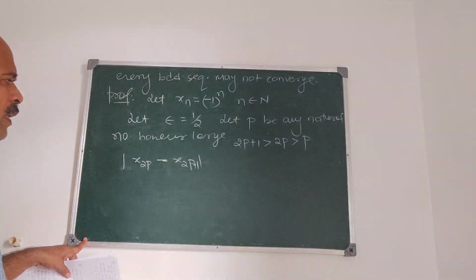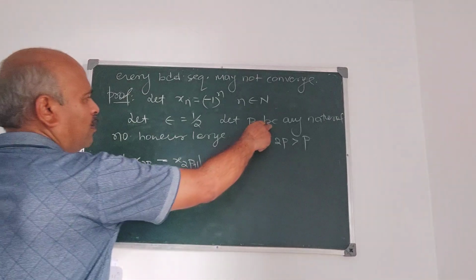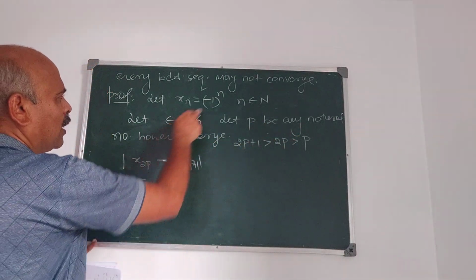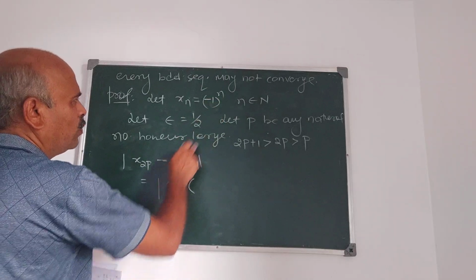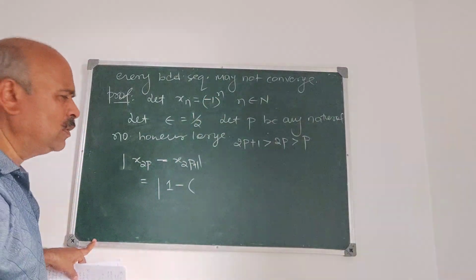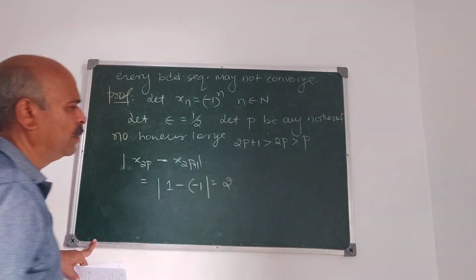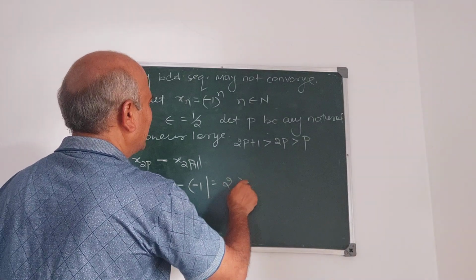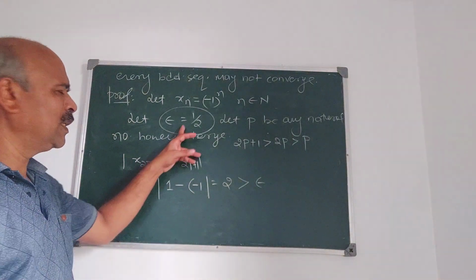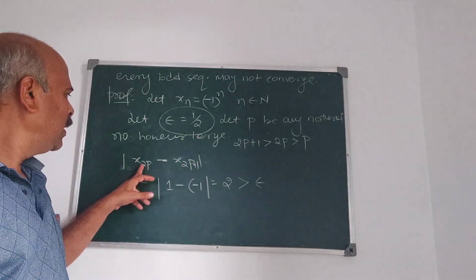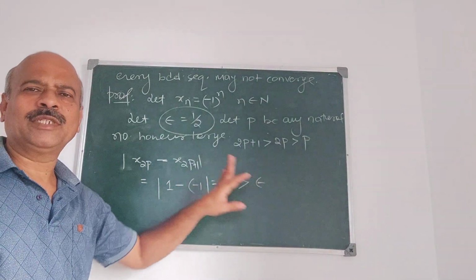Consider mod of this. It is mod of, what is x 2p? p is any natural number, so 2p is always even. What is minus 1 raised to 2p? 1. Minus x 2p plus 1 means minus 1 raised to odd, that is minus 1. It is therefore 2. It is 2, which is greater than this epsilon. Epsilon is arbitrary here; we have chosen epsilon as half. So x 2p minus x 2p plus 1 is greater than epsilon.